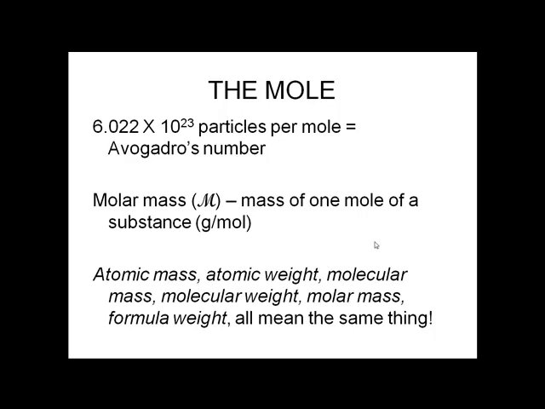The mole, big topic in chemistry. A mole is just a way that we count. It's the same idea as a dozen. A dozen is always 12. If you have a dozen hats, you have 12 hats. A dozen eggs, 12 eggs. If you have a mole of hats, you would have 6.022 times 10 to the 23rd. If you had a mole of eggs, you would have 6.022 times 10 to the 23rd eggs. We call this Avogadro's number, and it's the way that we count.